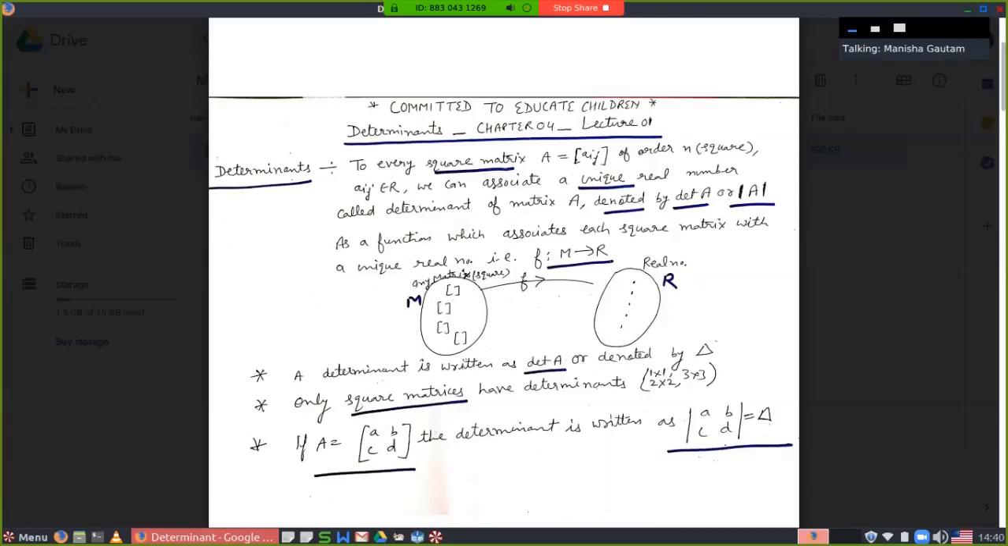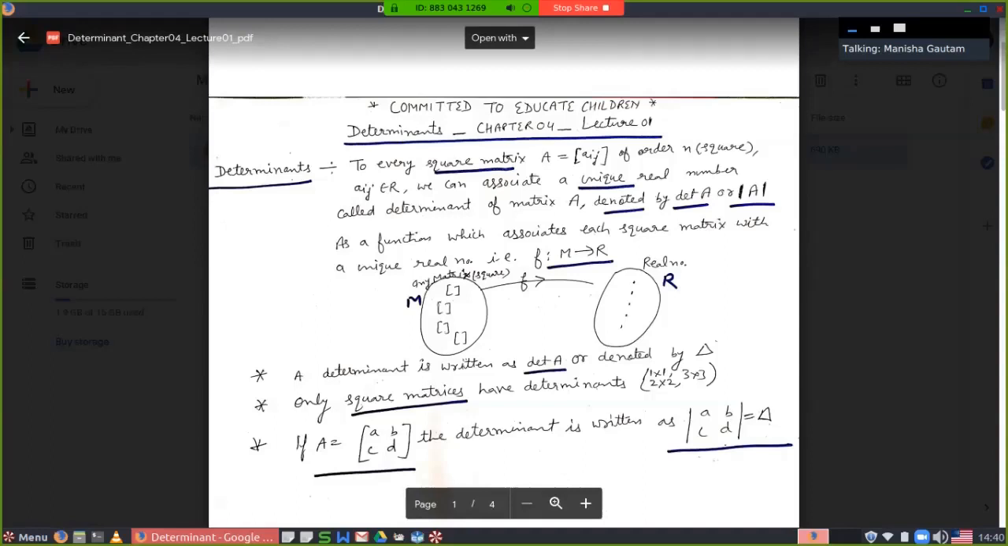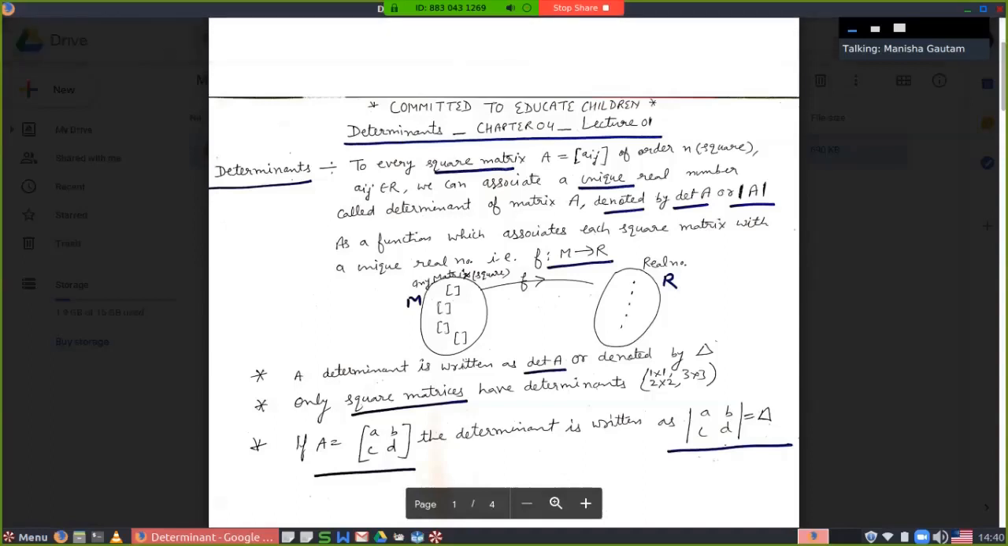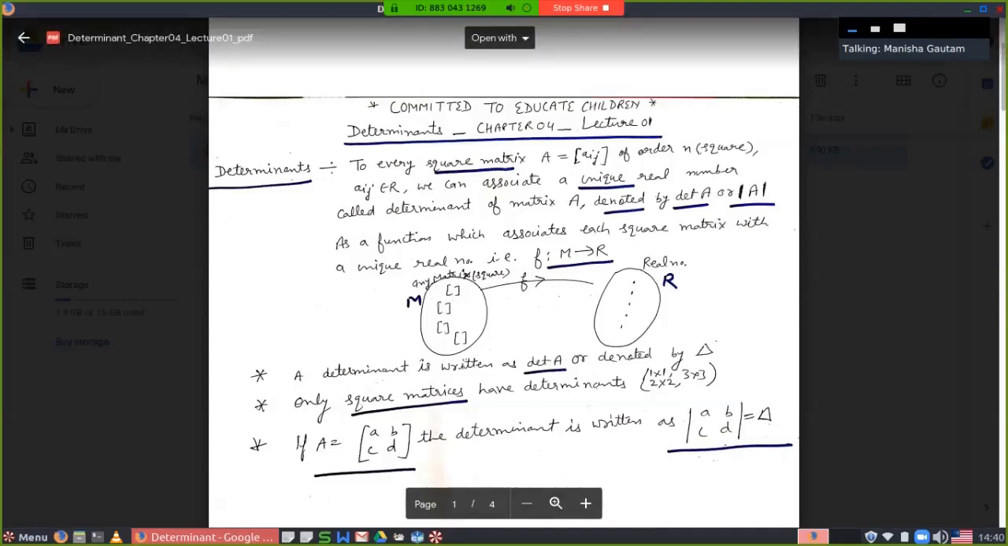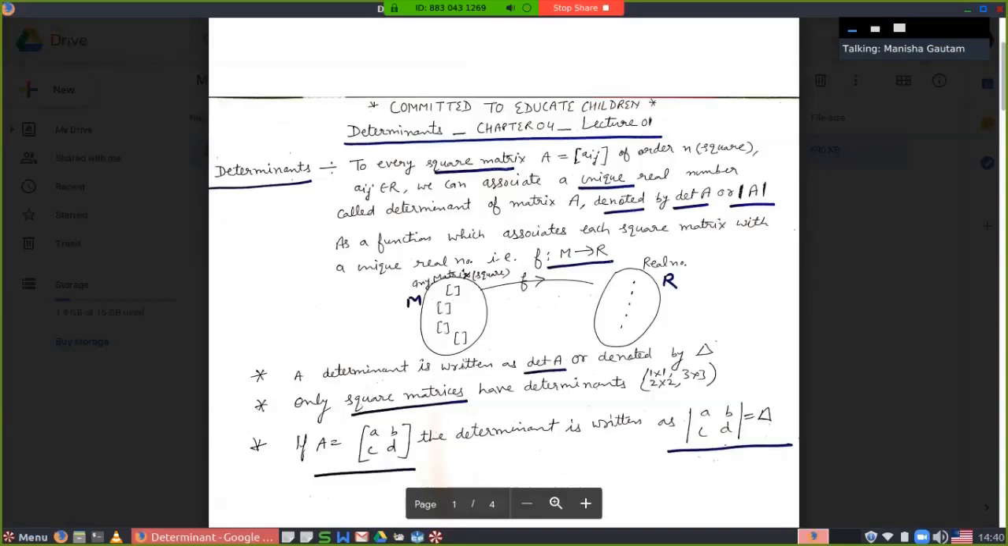A determinant is written as determinant A or denoted by the triangle sign. Second important point: only square matrices have determinants, 1 by 1, 2 by 2 and 3 by 3. In your syllabus it is up to 3 by 3, order 3. Third point: if A is a matrix having elements a, b, c, d, the determinant is written between parallel lines with the matrix elements a, b, c, d, and it is denoted by the triangle sign.